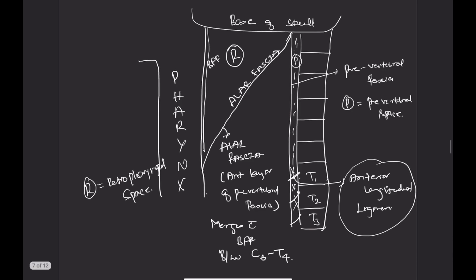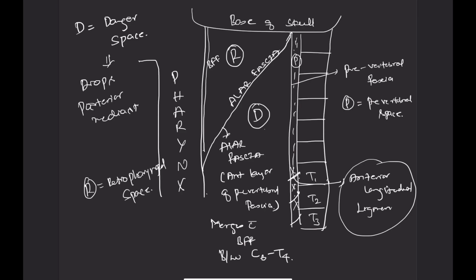Then there is this D space. Any infection in that space, the D, is called the danger space. Any infection in this region can drop down to the posterior mediastinum. It causes dysphagia and dyspnea. The posterior mediastinum starts from the T4 level, where the retropharyngeal space will end.